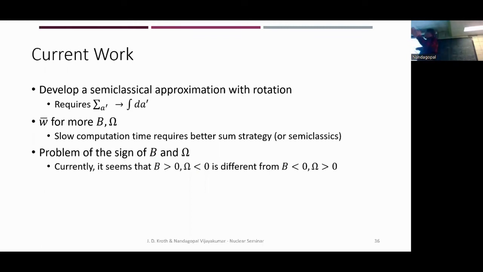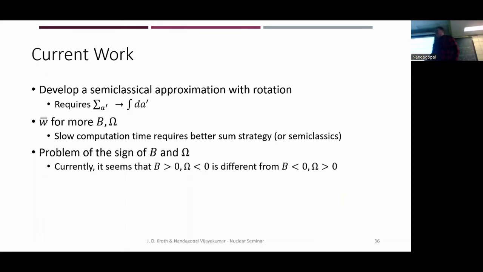Then we want to essentially make more figures like the one that I showed of the total radiation, get more B and omega combinations, see what happens. The problem with this is, again, the slow computation time. We need a better way to sum things, or just go to the semi-classics. This last bullet is less of a problem now than it was when I wrote it 2 weeks ago.